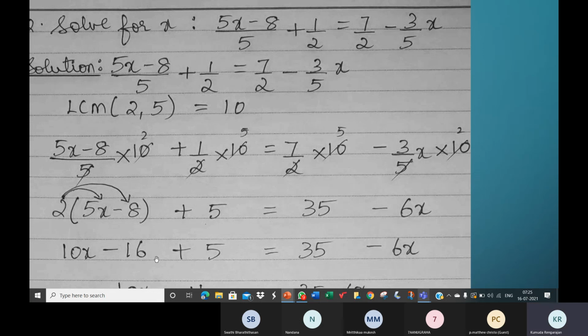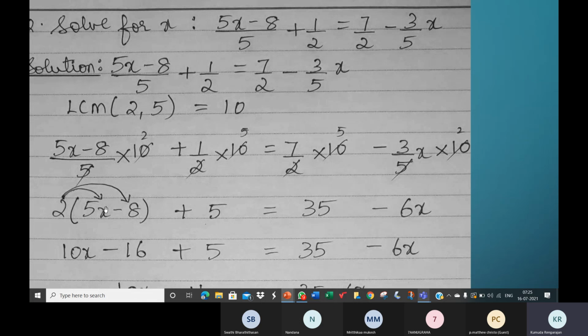Now tell me the LHS. Can we simplify 10x minus 16? Are they like terms? No, ma'am. They're unlike terms. No, you cannot do anything. 10x minus 16, nothing can be done. See here, we multiplied 2 into 5x.